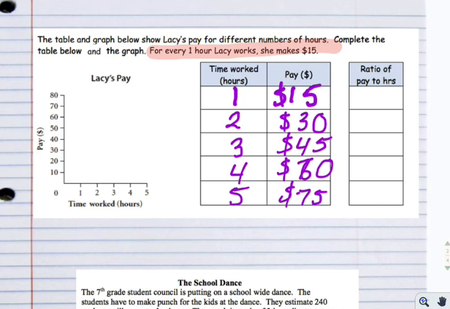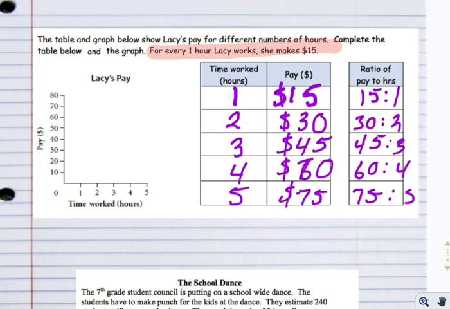The ratio of pay to hours is comparing the amount of pay she gets to the number of hours she works. So it's kind of the reverse of our table. Remember, you can always simplify ratios just like you can fractions, so you may want to look and make sure that this is a constant ratio, right? When I'm comparing 15 to 1, 30 to 2, 45 to 3, all those ratios can be simplified to be the same amount, which is 15 to 1. It also asks us to fill in the graph.